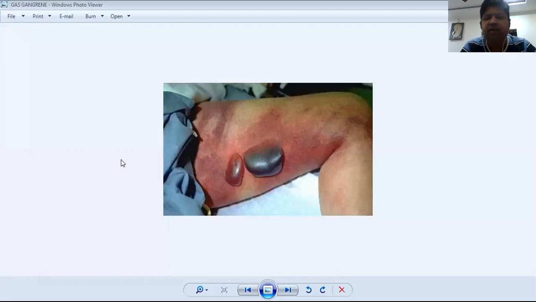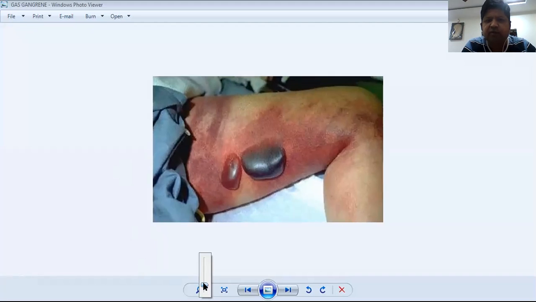Yeah, I hope now it is visible. Let me slightly zoom it so that it should be visible to everyone.